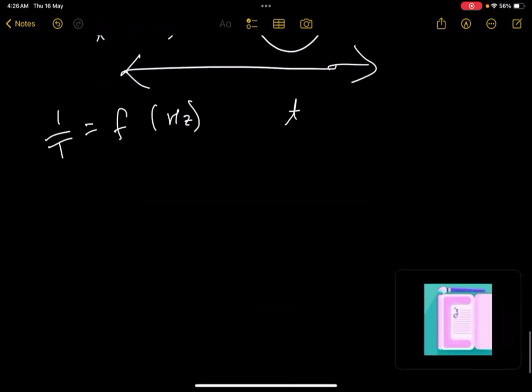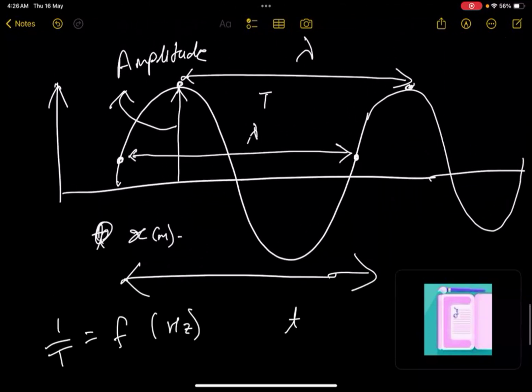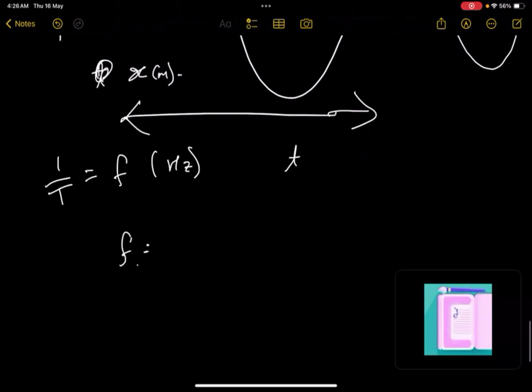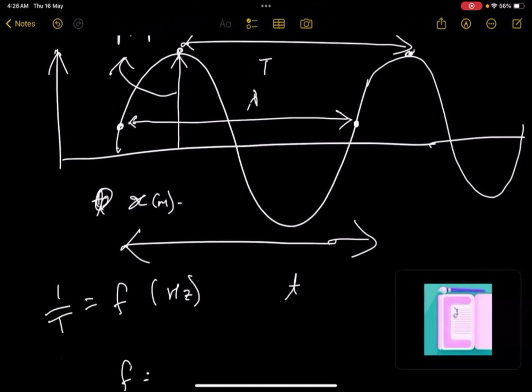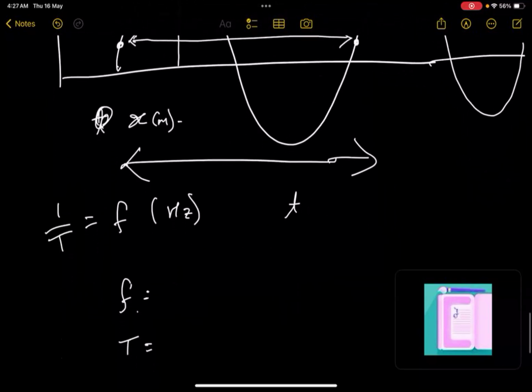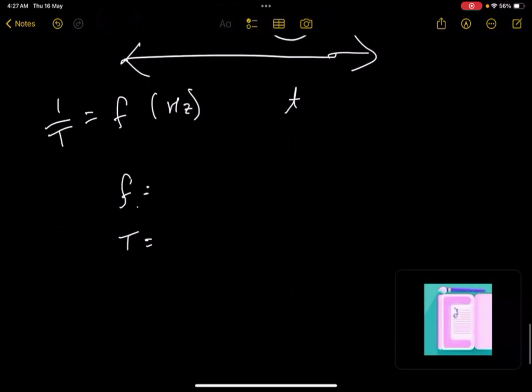Now you got to know about frequency. And what is frequency in theory? Frequency is the number of cycles per second. And what is time period? Time period is the time taken for one complete oscillation.